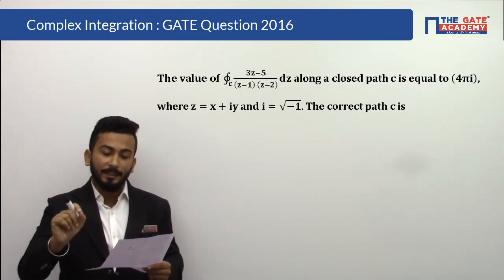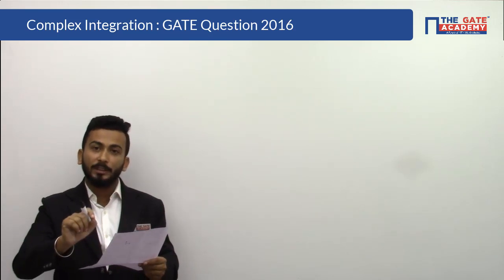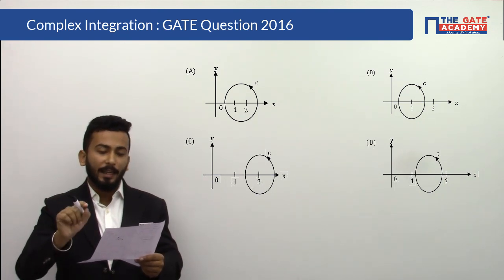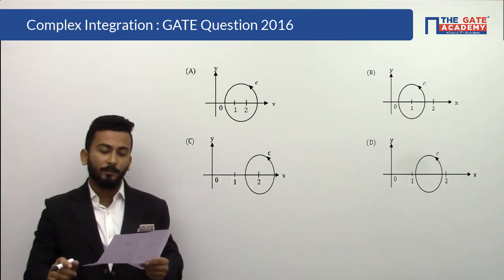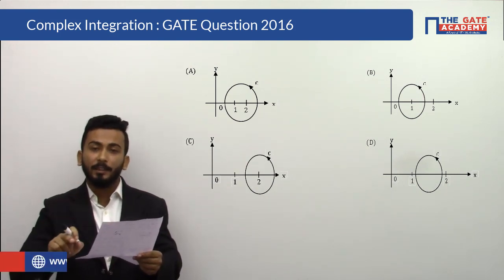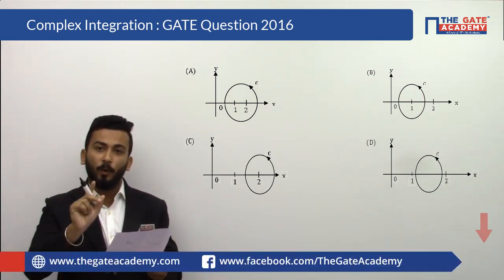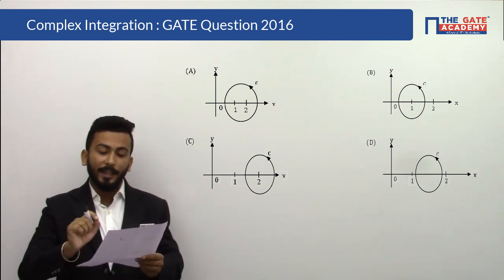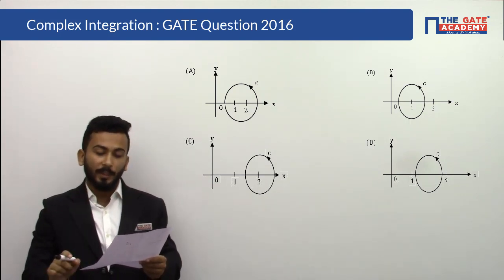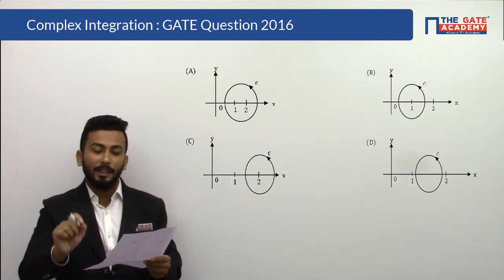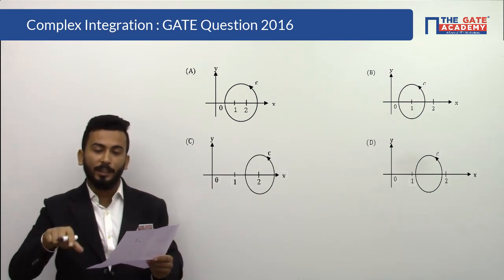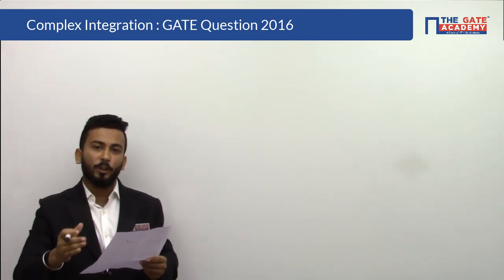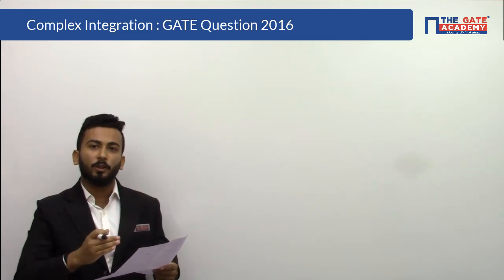i means root over minus 1. The correct path C is, the options are: A, circle enclosing the x coordinates 1 and 2; B, circle enclosing the x coordinate 1; C, circle enclosing the x coordinate 2; and D, circle enclosing none of the x coordinates, that is, neither 1 nor 2. So this was the question. We are going to solve this on the board.